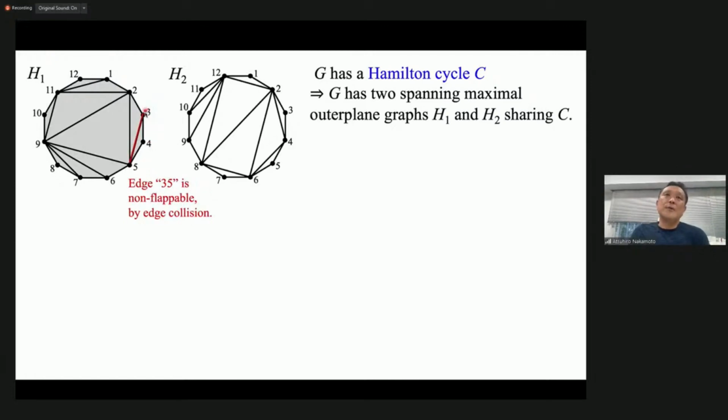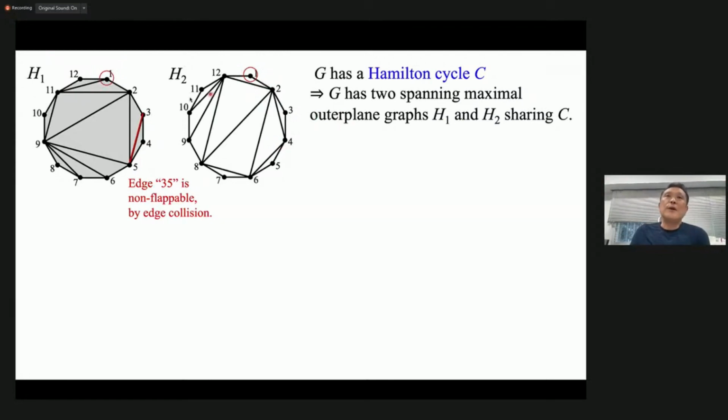Of course, this edge is flippable in H1, to put this one here. However, the edge 2,4 is already here, so flipping this edge is possible in H1, but it is impossible in G because of edge collision of this and this. So we have to be careful, and we focus on this vertex.